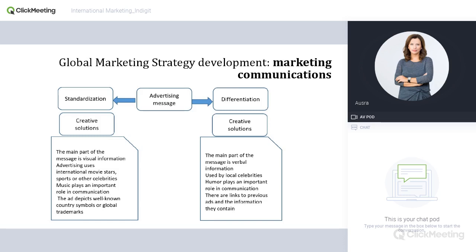When planning an international advertising campaign, SMEs should know about differences in message standardization and differentiation. Here you see that in the case of standardization, the main part of the message is visual and the music plays a huge role. And in the case of differentiation, verbal information dominates the message and humor is very important.